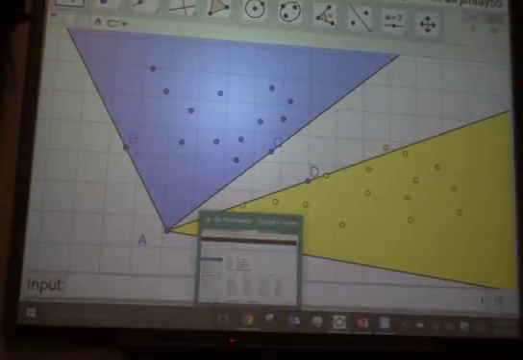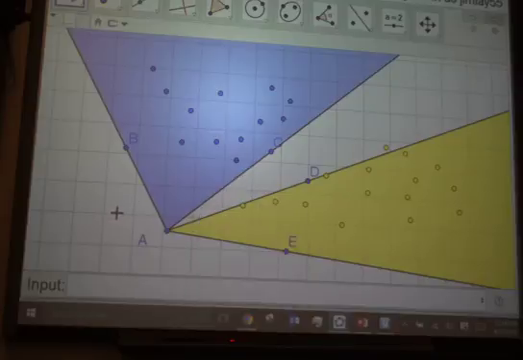If you're in Math Excel for too long, it kind of kicks you out, I think. So none of the blue points are in the yellow? Are any of the yellow ones in the blue? Nope. So they have no interior points in common. So we've satisfied two of the three conditions so far to be adjacent.